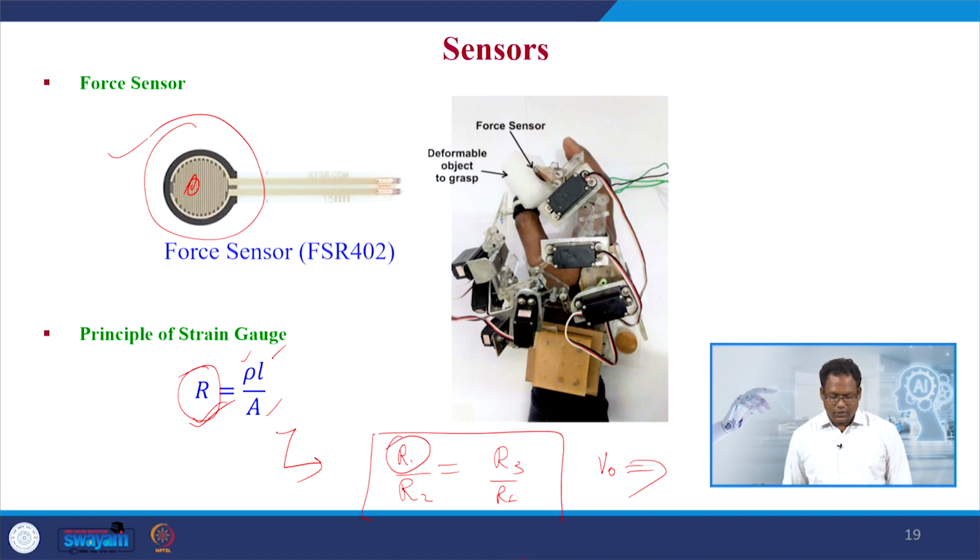The simplest force sensor available is the FSR 402. Its cost is around 200 rupees, and it has been utilized in our laboratory for an exoskeleton grasping an object, where the force sensor is used at the contact between the object and the fingertip in order to get the force value.